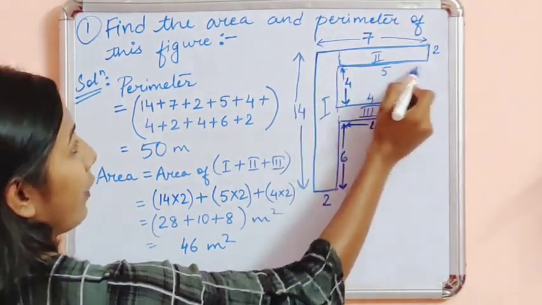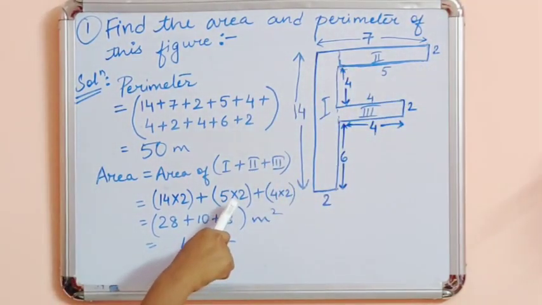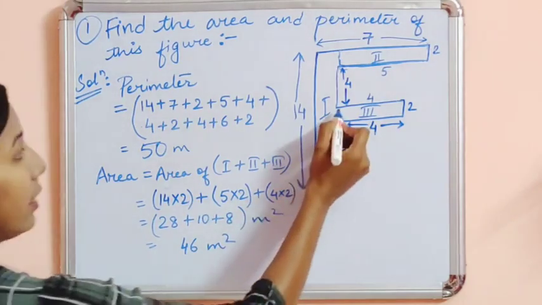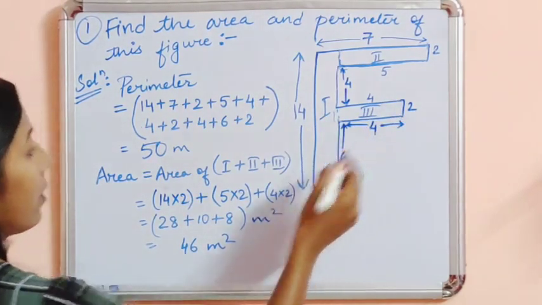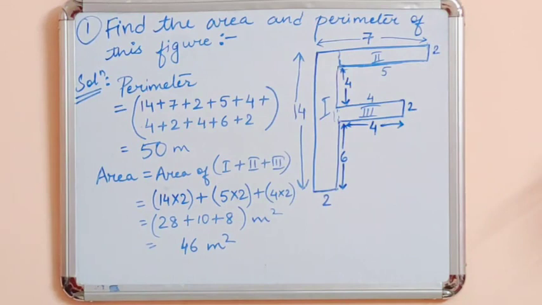So we will be writing 5 into 2, 5 multiplied by 2. And for our third rectangle, it starts from here. So again, 4 into 2. So 14 into 2 plus 5 into 2 plus 4 into 2. That comes to 28 plus 10 plus 8 meters squared because this is area. So this is equal to 46 meters squared.